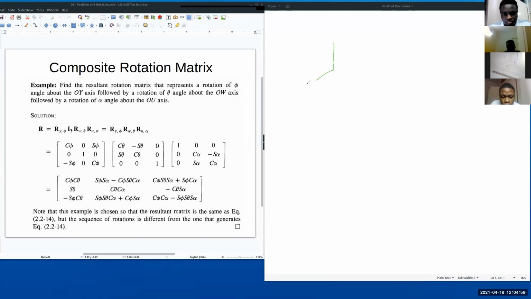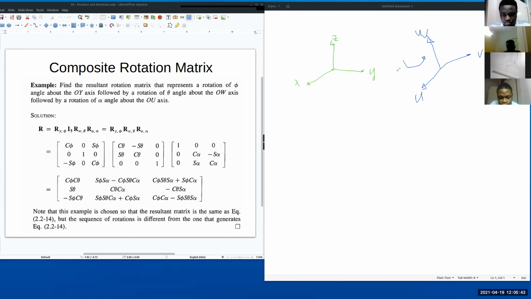For example, you have 3 reference frames of X, Y, and Z. And then another reference frame, let's just separate them so that we can clearly see it. Another reference frame that's rotated. This reference frame UVW is rotated, so this is rotated to there.